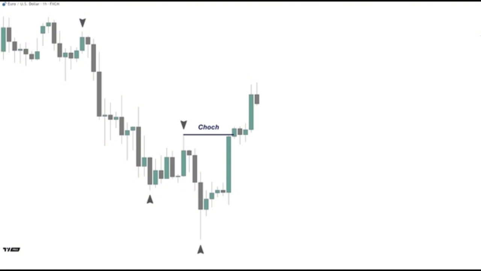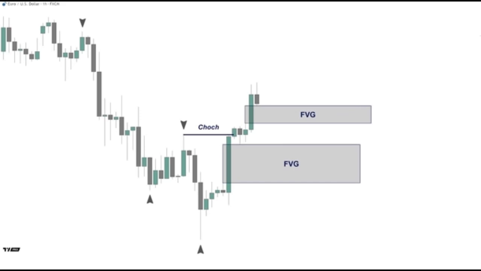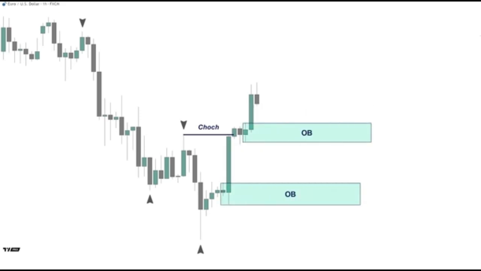Next, we simply identify the fair value gaps in order blocks. In this example, we can see 2 fair value gaps, so we mark the candles that created these gaps as our order block zones. These zones are our key trading areas. If the price pulls back into these zones, we will then zoom into the lower time frames to look for confirmation signals and enter the trade. So let's see what happens.